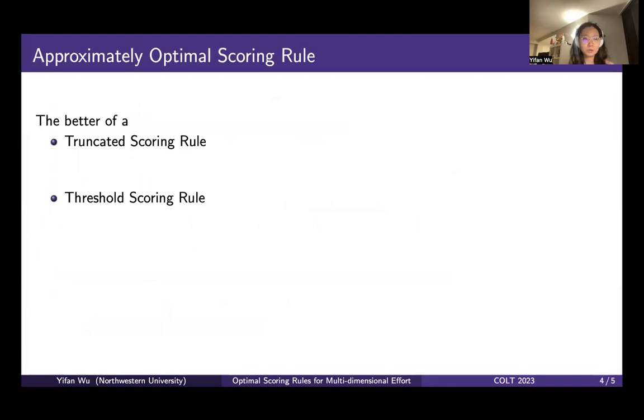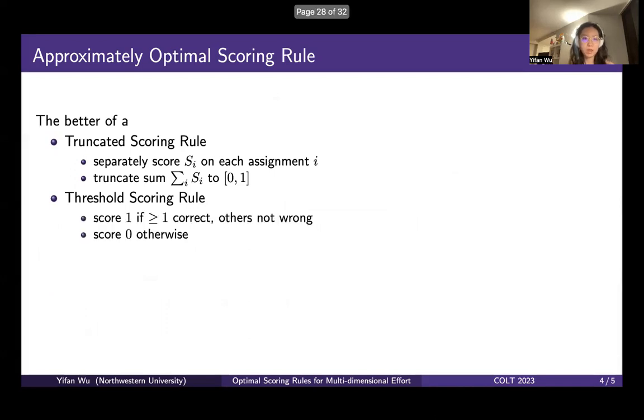So we design two scoring rules and take the better of the two. The first one is a truncated scoring rule, where we post separate scores on each assignment i, and the sum over the scores may exceed 0 and 1, but eventually we truncate it into 0 and 1, the budget. And the other one is the threshold scoring rule, which means you score 1 if the student gets at least one assignment correct and none are wrong, and score 0 otherwise, which means the student either gets something wrong or doesn't get anything correct.